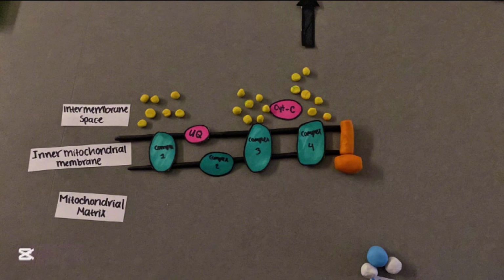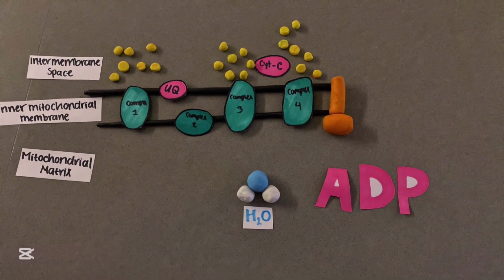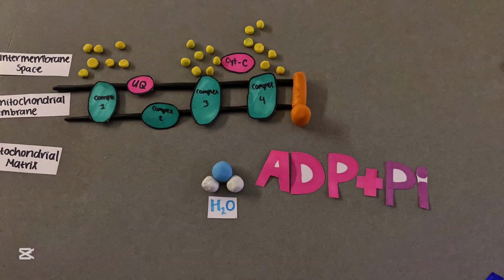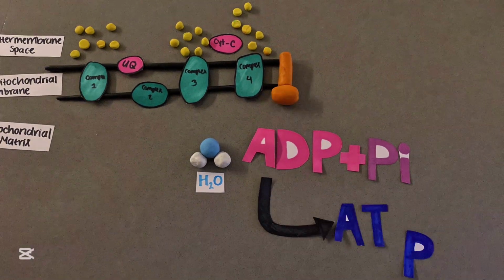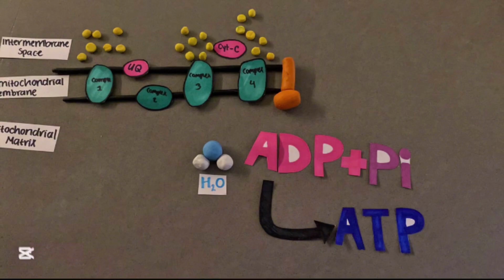The stored energy gets released as protons flow back into the matrix through an enzyme complex known as ATP synthase. As the protons pass through, they cause a part of the complex to rotate, causing a phosphorylation of ADP plus an inorganic phosphate, creating ATP, through a process called chemiosmosis.